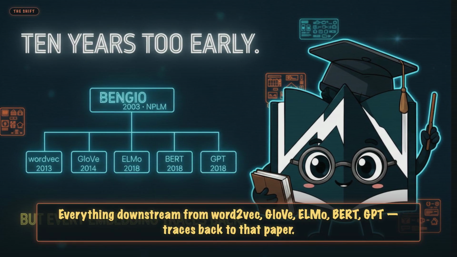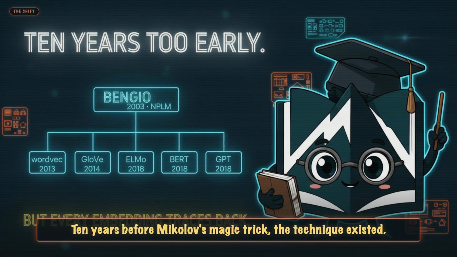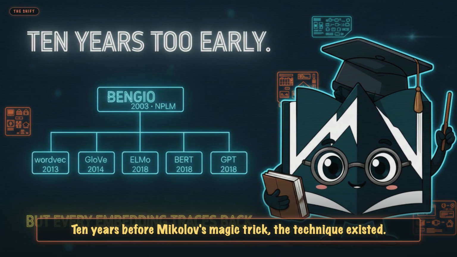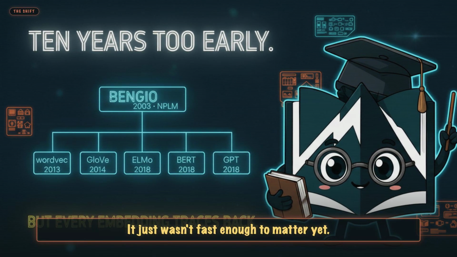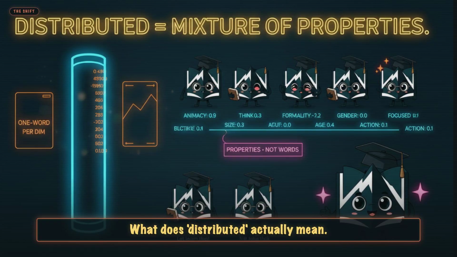Everything downstream from Word2Vec, GloVe, ELMo, BERT, GPT traces back to that paper. Ten years before Mikolov's magic trick, the technique existed. It just wasn't fast enough to matter yet. Beat 3. What does distributed actually mean?